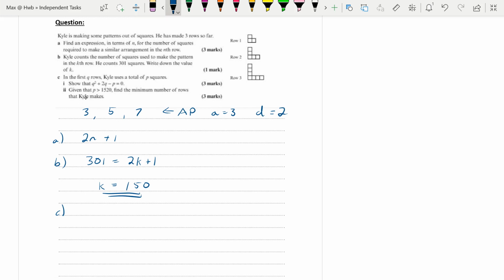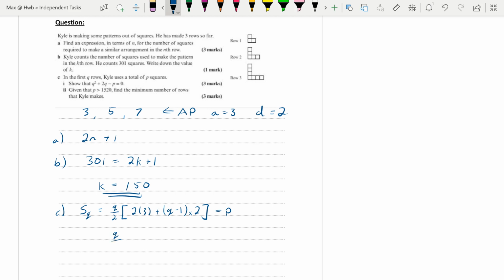Right, the final bit, I'm going to start to use my equations a little bit more. The first q rows, Carl uses a total of p squares. So that's a sum, I'm talking about all the rows combined. Okay, so if I'm using the sum of q, it wants me to show this. I know that if I use my formula, q over 2 times 2a, so 2 times 3, plus n minus 1, so q minus 1, times d, which is 2 in this case. And that's saying that this sum equals p. So I'm basically just going to rearrange and solve this equation now.